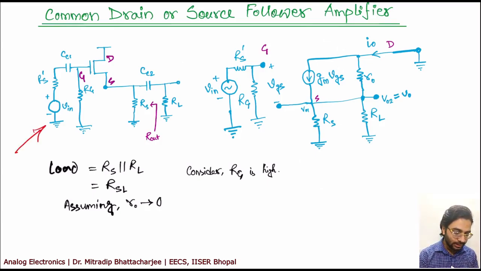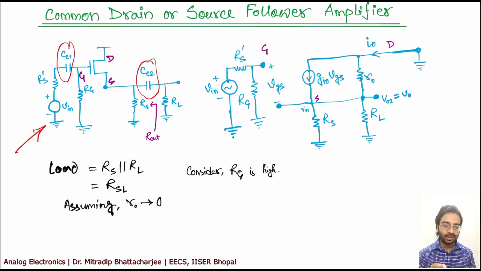The circuit for this kind of amplifier is shown here. Again we have put in the capacitances for decoupling, so that the DC value coming from the bias does not affect the output. So these are decoupling capacitances.